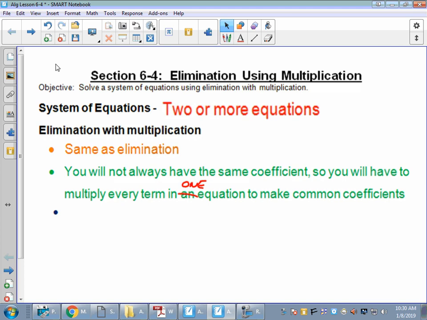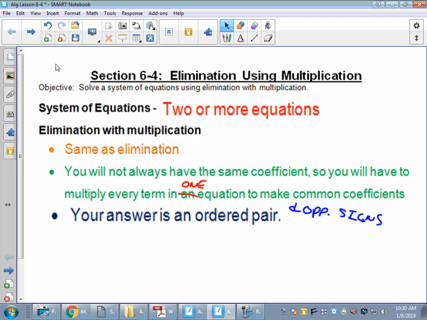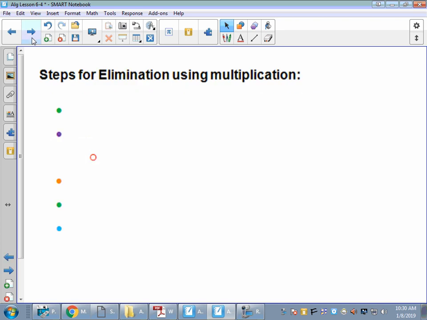And then when we get those common coefficients, we want to have opposite signs as well, because remember, we know that to eliminate, we have to have one positive and one negative to get rid of them. So that's one difference. And then the big thing, your answer, as always, is an ordered pair, an XY ordered pair. Okay, so let's roll into the steps for elimination using multiplication.